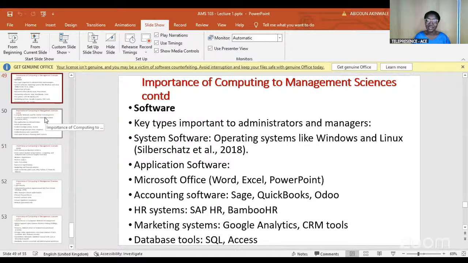Many of you have learned Excel. You use PowerPoint, like this presentation I'm making now is in PowerPoint. Okay, Sage, that's a specialized accounting software. For data analysis, we have a lot of specialized software, human resource systems. You have many of them for marketing systems.